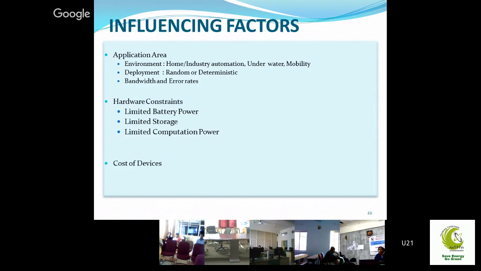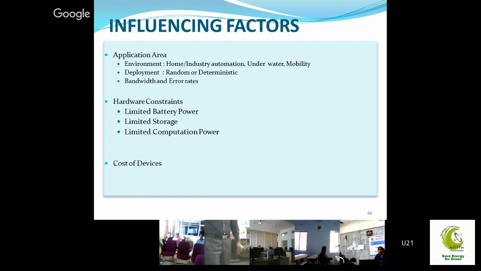So what are the influencing factors when we talk about wireless sensor networks? The very first thing is the application area, because WSNs are application specific. For example, if you want to develop a wireless sensor network for mobile environments, then it may have different requirements as compared to stationary home and industry automation. Similarly, how you are going to deploy the wireless sensor network will also change the design factors of your network, whether you want to deploy nodes randomly or you have the option to deploy them deterministically. Similarly, what bandwidth and error rate you want from your wireless sensor network again depends on what kind of application you have in hand.